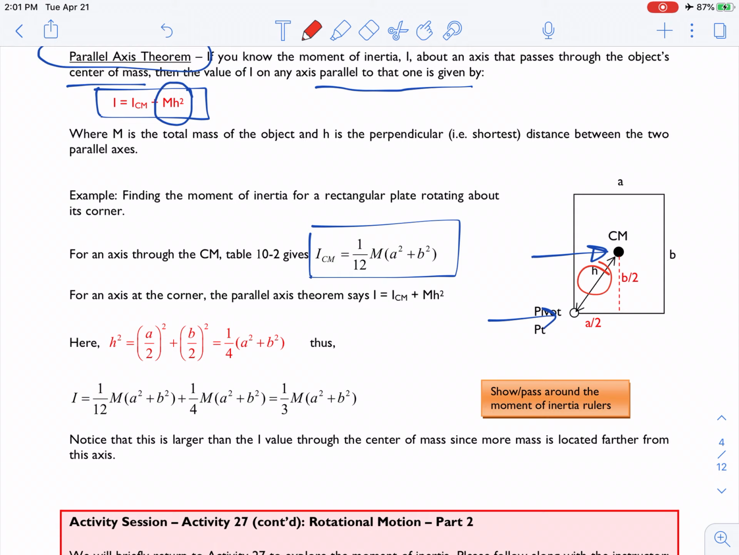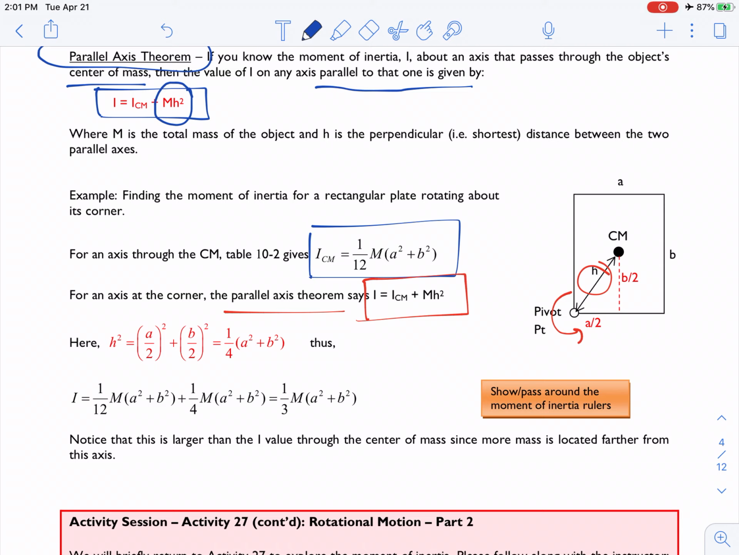And so we are going to use this to find the moment of inertia around this pivot point given here on the corner. So the rotation is around this point now. We are going to apply parallel axis theorem. Okay, hopefully that is clear. And now let's see how we're going to do that.